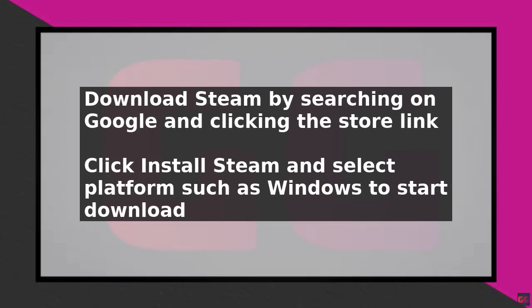To download Tiny Glade on a PC or laptop, the first step is to download Steam, an application that allows users to buy, download, install, and play games. This is achieved by searching for Steam on Google, then clicking on the store.steampowered.com link, which leads to the Steam website. On the website, the Install Steam button is clicked, and the user is prompted to select their platform, such as Windows. After clicking Install Steam again, the Steam setup downloads onto the computer.